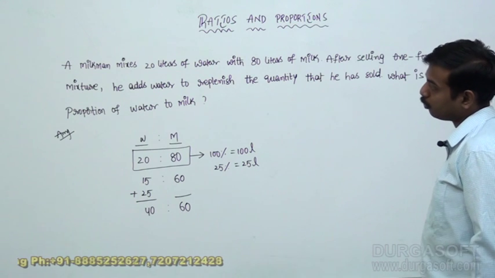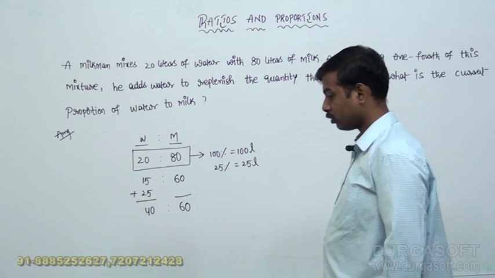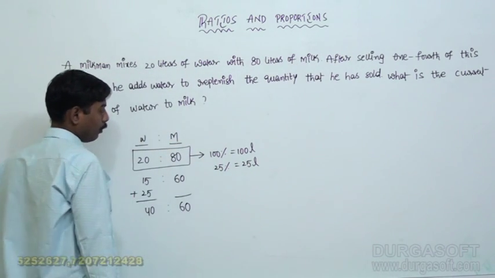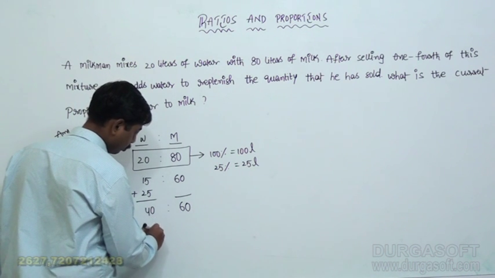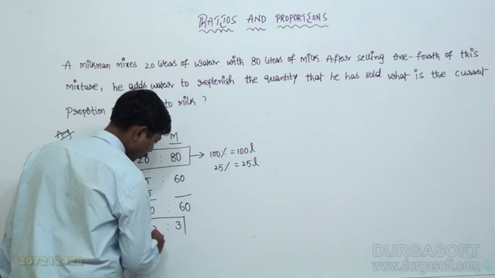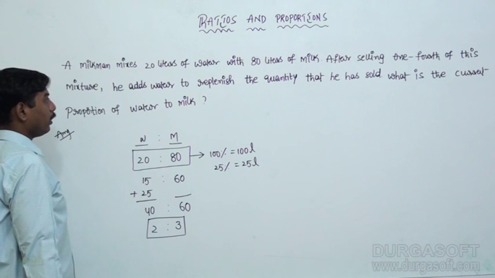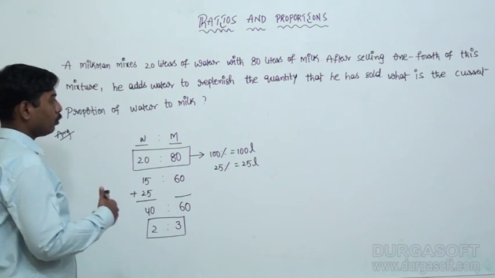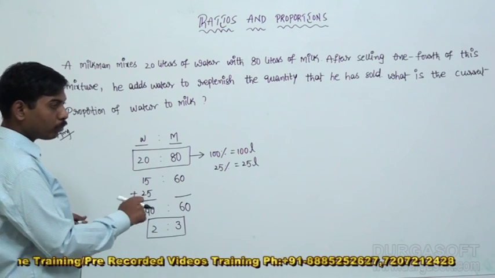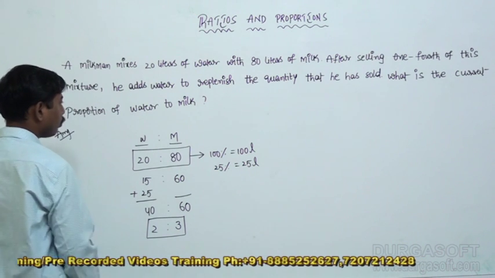40:60 means what would be the ratio here? If I talk about 40:60, that is how many times applicable here? 40:60 means 2:3 would be the proportion of water to milk in the final mixture. That's how we have to attack this kind of question. Anyhow, this question also won't take more than 25 seconds. All right, let us go for the next one.